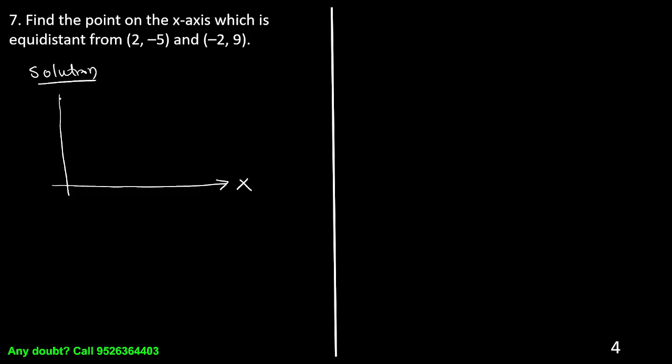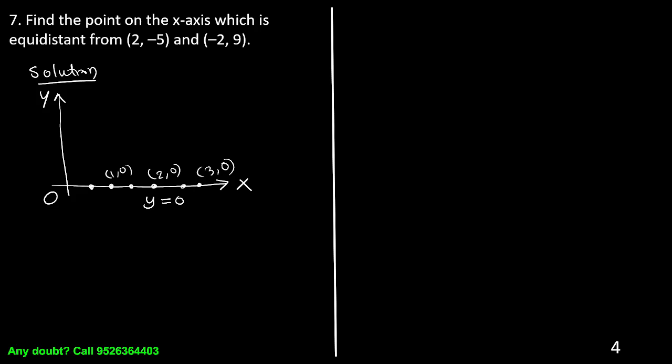Let it be x-axis, this is y-axis, this is origin. You know that any point on x-axis, what happens? Its y-coordinate will be 0. For example, (1, 0), (2, 0), (3, 0), etc. All these points lie on x-axis. So if you take any point on x-axis, its y value will be 0, studied last year.